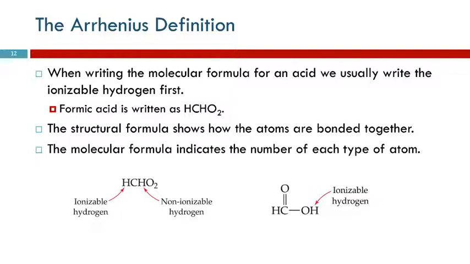So the molecular formula indicates the number of each type of atom. The structural formula shows us how the atoms are bonded together. So this is the structural formula, and this is the molecular formula. Any questions? So that's why some of those acids are written in kind of a funny way. There's the H first.